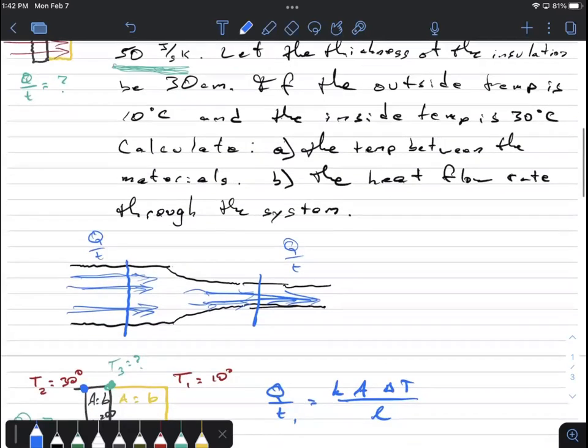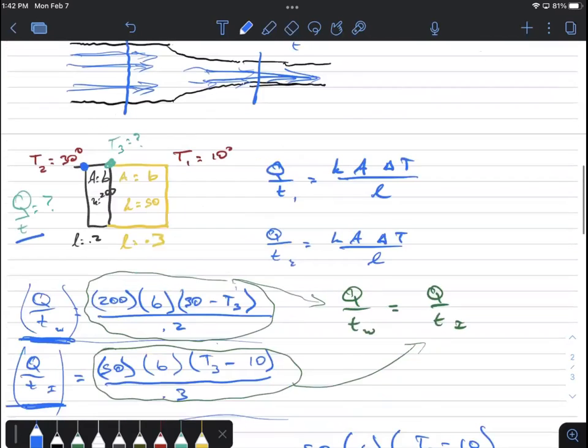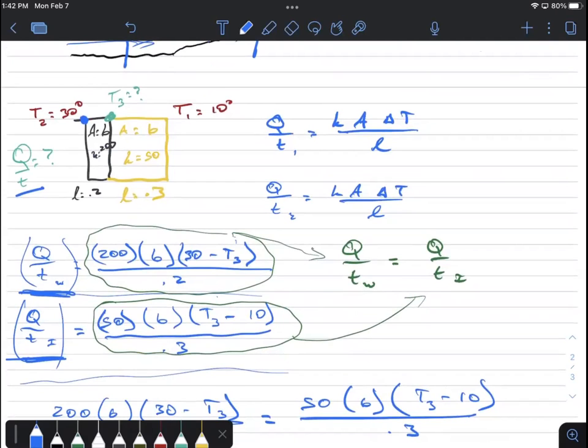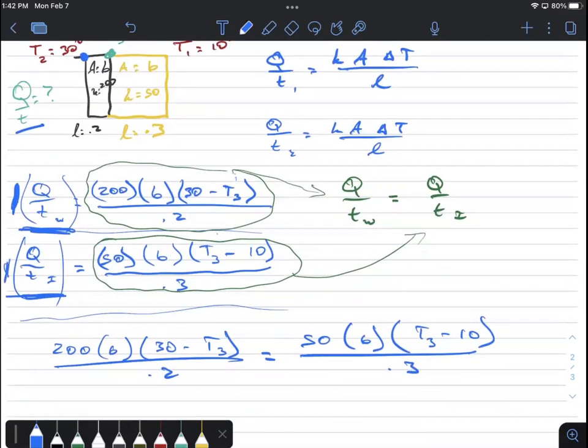Well, once we accept that, now we look at this. We say, okay, let me treat the wall separately. I'll do the equation for the wall, and that's what this first equation over here is. This is just the equation for what would be the heat flow rate through the wall if it's just the wall. And in the second equation, that's how much the heat flow rate would be if it's just the insulation.